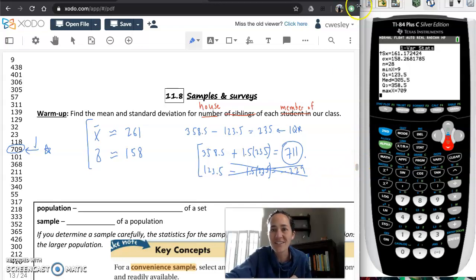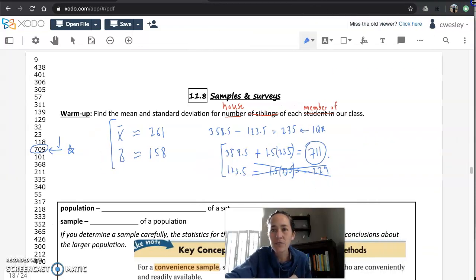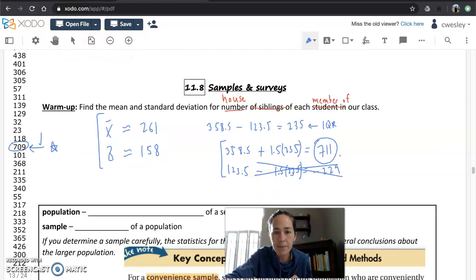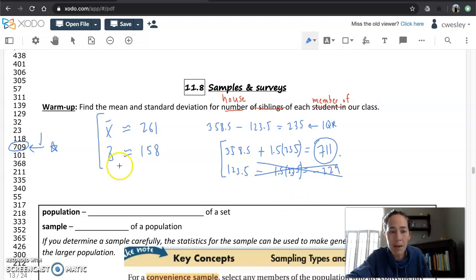Okay, let's talk statistics now again. Population versus sample. So we're going to fill in some definitions here. It says a population is going to be all members of a set.